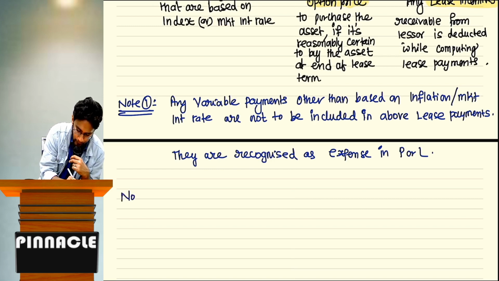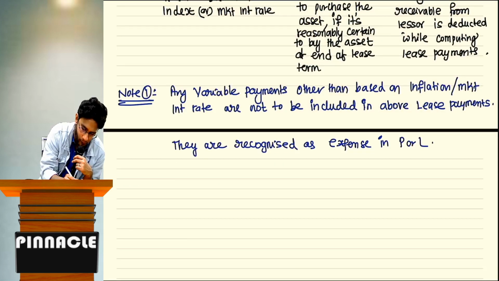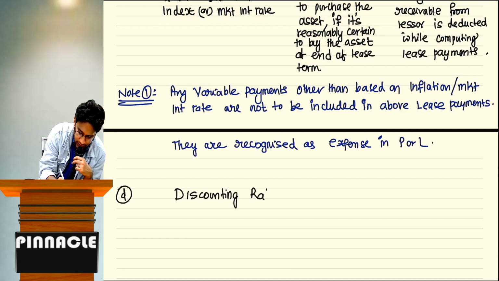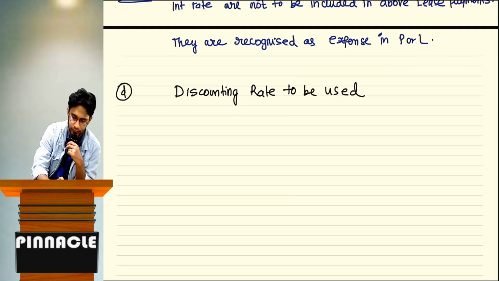Note point 1 is that only. Or else wait, not note point 1, point D point 2. Discounting rate to be used.